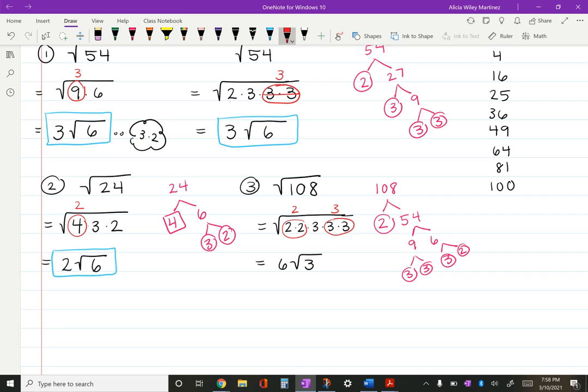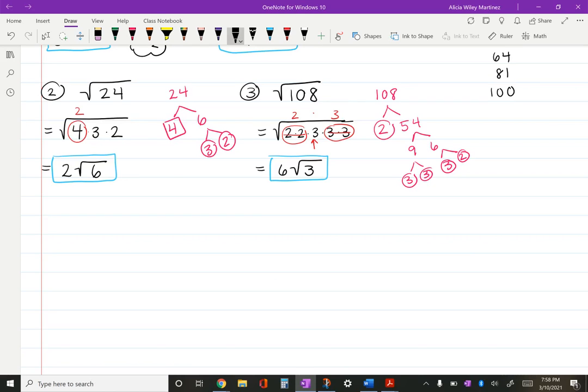These numbers that come out, making little mental notes here, what you do with them is you just multiply them together and you put them out in front. Anything that's left behind is written underneath. So like I said, I like to circle everything or cross things out that are coming out so that it's really easy to tell what's left behind. So your final answer for number 3 is 6 square root of 3.